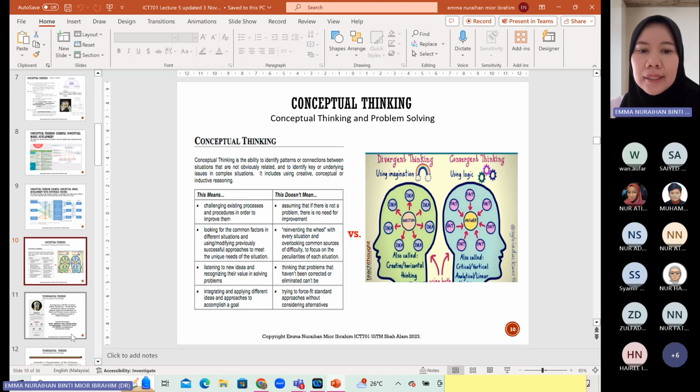Yeah, listening to new ideas and recognizing their value in solving problems. Yes, integrating and applying different ideas and approaches to accomplish a goal. So I think if you are a designer in a software engineering environment, software development and so forth, your conceptual thinking must be, apa orang kata, high in reasoning, because if you design, for example, a smart car like Tesla, what kind of conceptual design do you want to convey to the consumer? Is it just a car, or do you want to come up with a whole experience of driving that smart car?